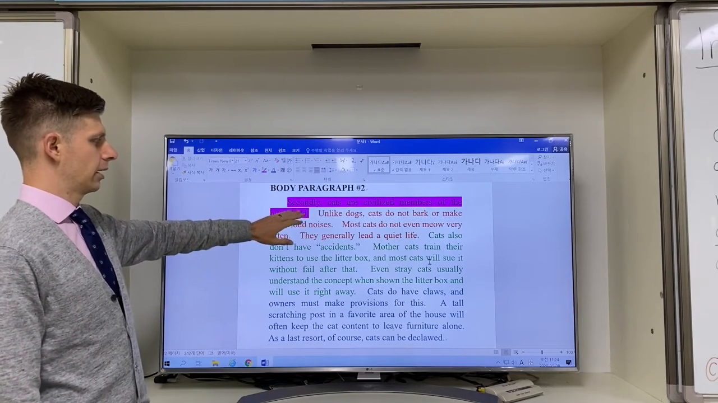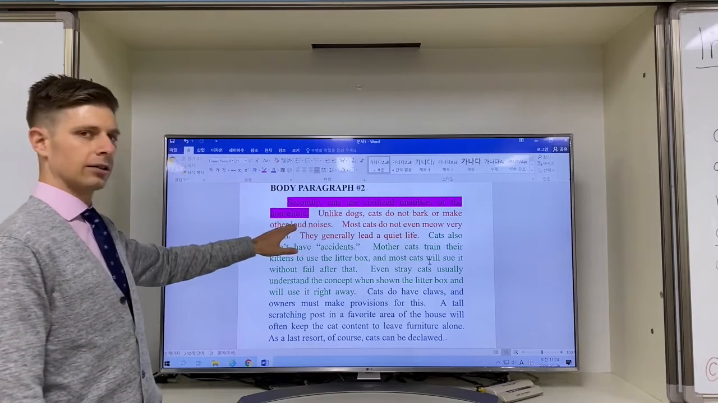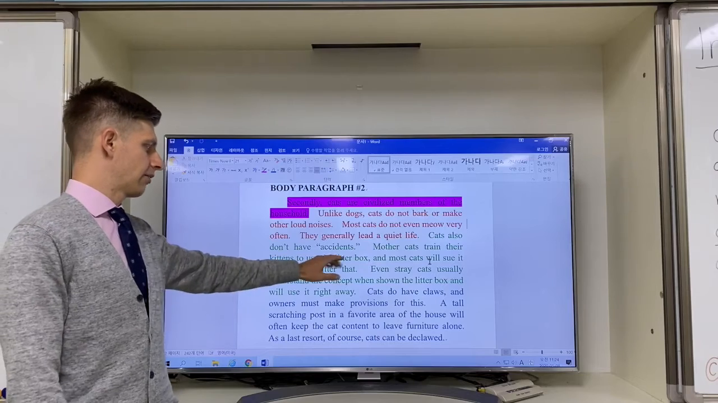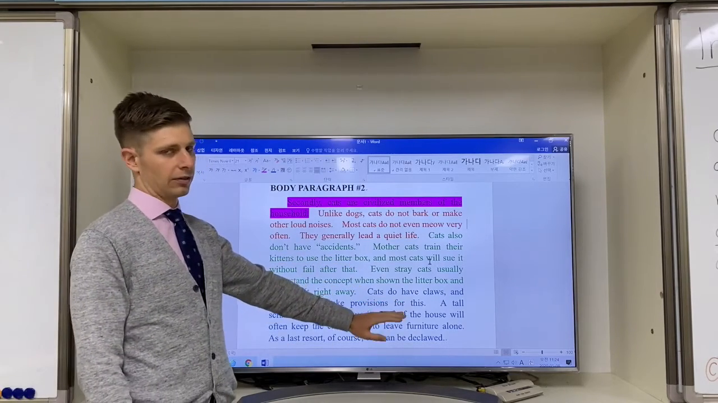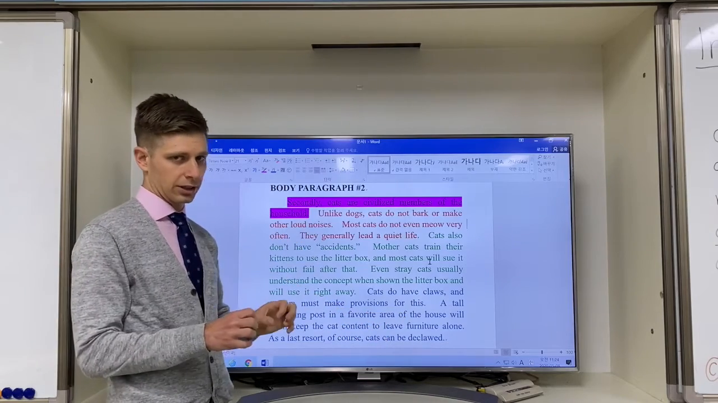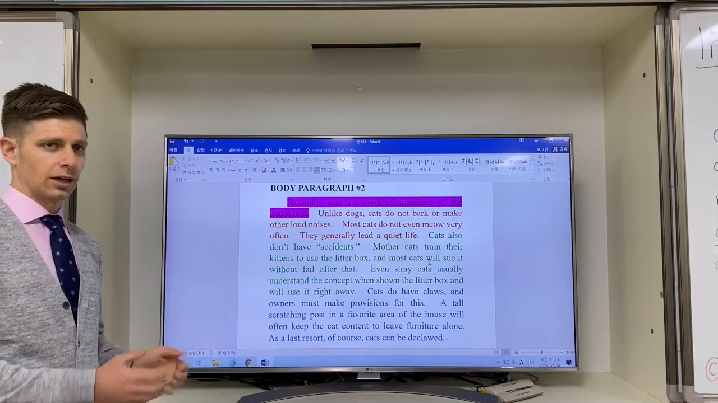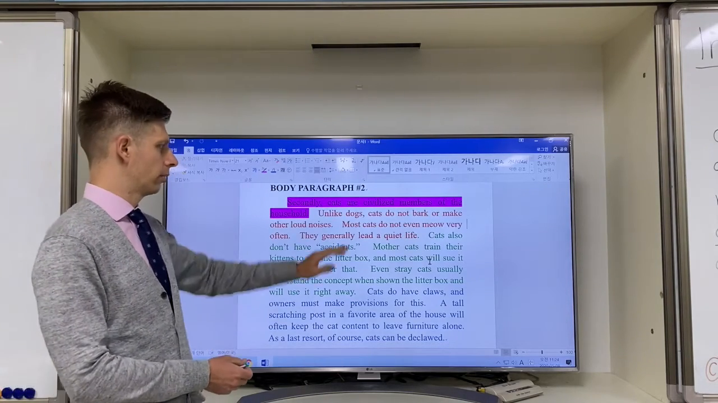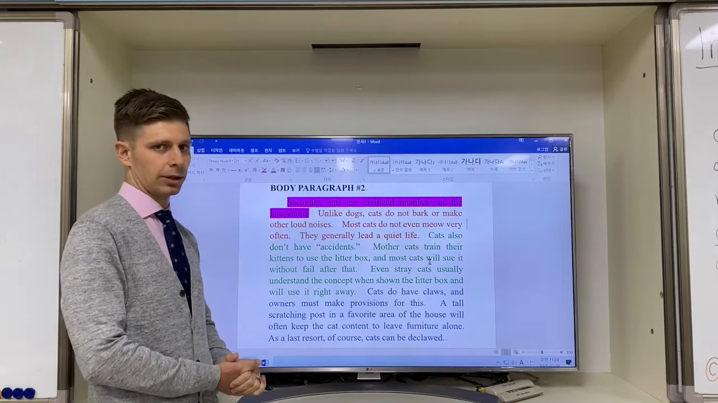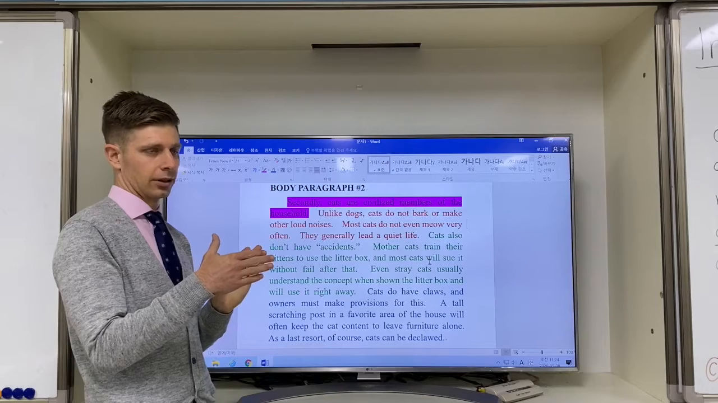So why are they, or how are they civilized members? Well, they don't bark or make loud noises. They don't have accidents because they use the litter box. And then we admit they have claws, so they can scratch things, but most of the time we can give them things and we don't have an issue. So we have 3 reasons that we've supported why cats are civilized members. So it's a very focused topic, okay?